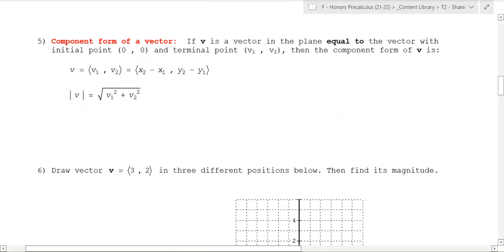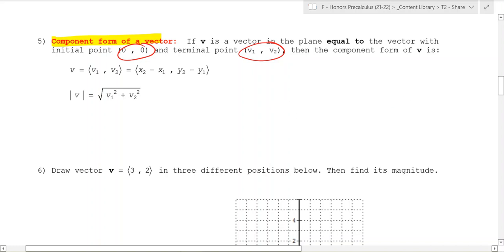The component form of a vector is this form right here. It's equal to the vector with the initial point 0, 0 and terminal point v1, v2. And you write it with these brackets. These are a little wider than I write, but they are brackets. Usually you see them as the less than and greater than symbols.